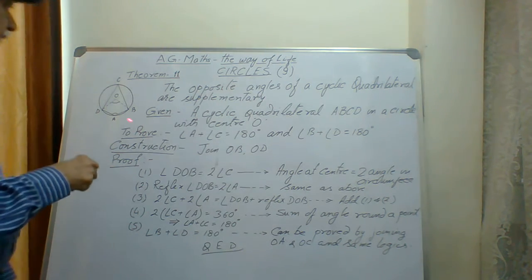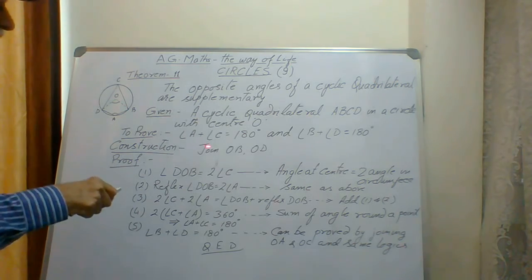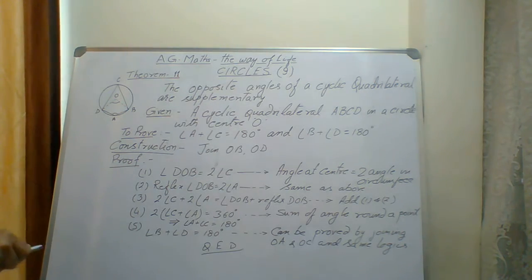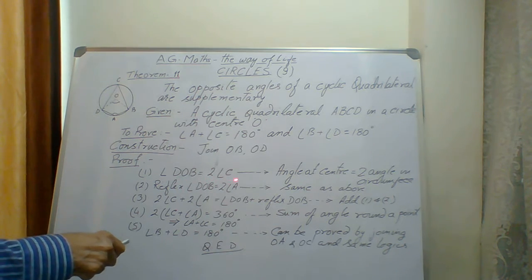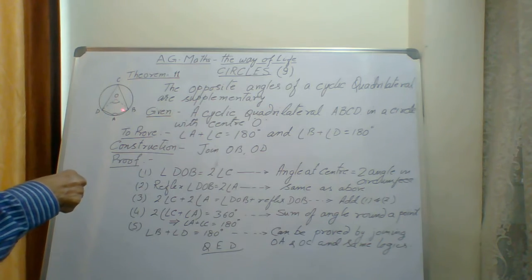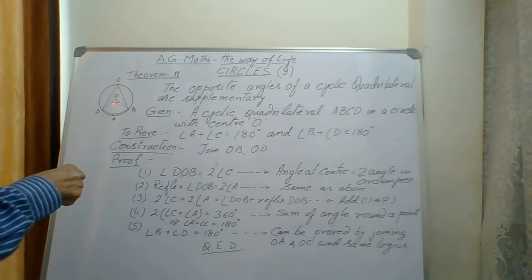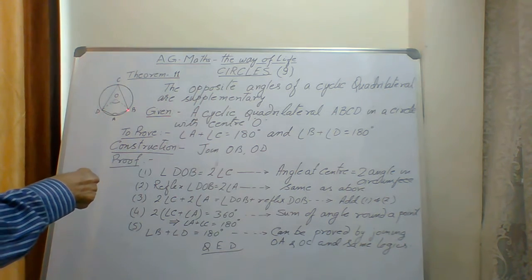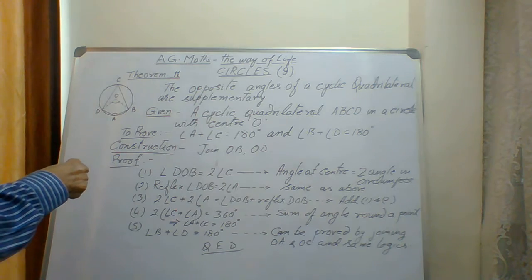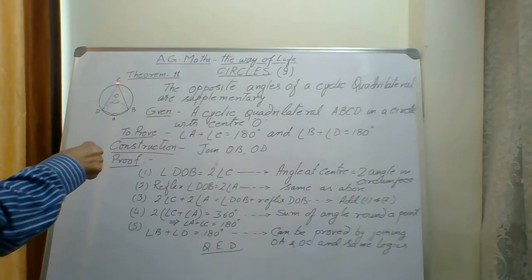Construction: this dotted line is the construction line. OB and OD have been joined. Now the proof. How do we go about the proof? Angle DOB is equal to 2 times angle C. DOB is the angle at the center. These dotted lines BO and DO make the angle DOB, which is the angle at the center subtended by the arc BAD, and the same arc BAD is also subtending the angle BCD.